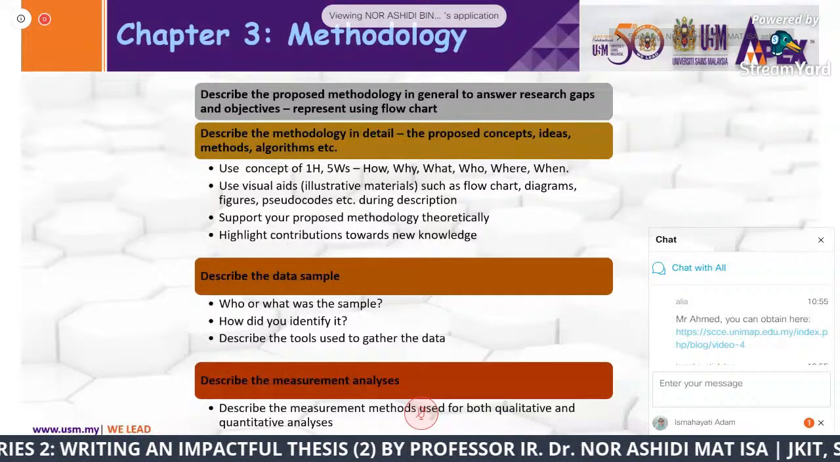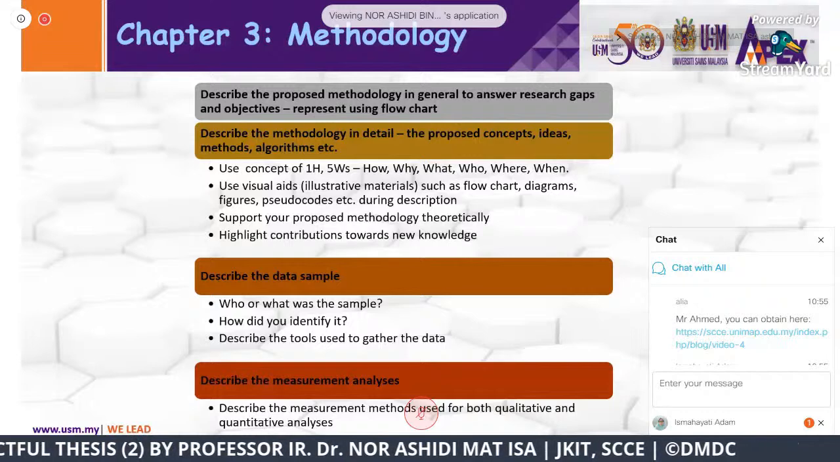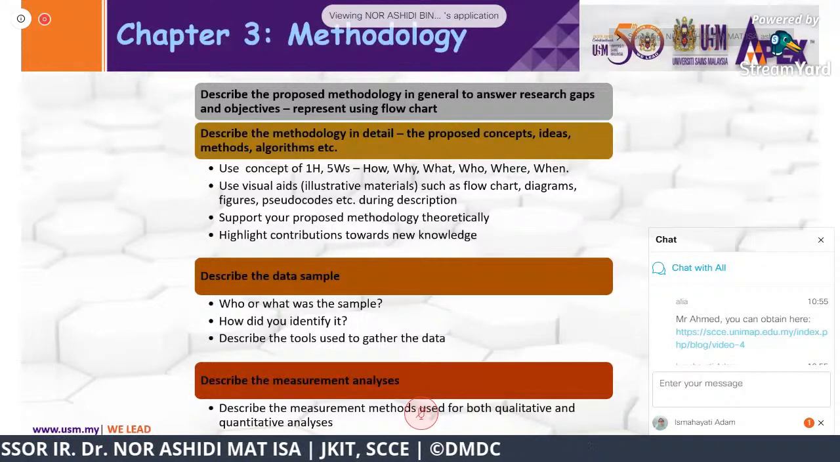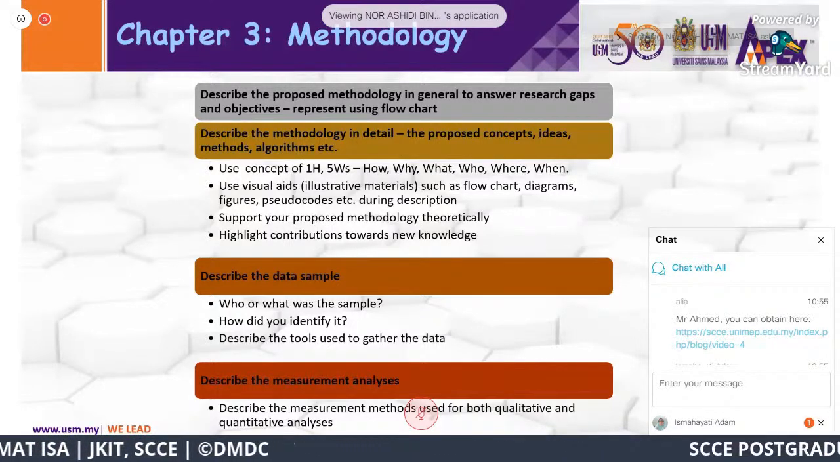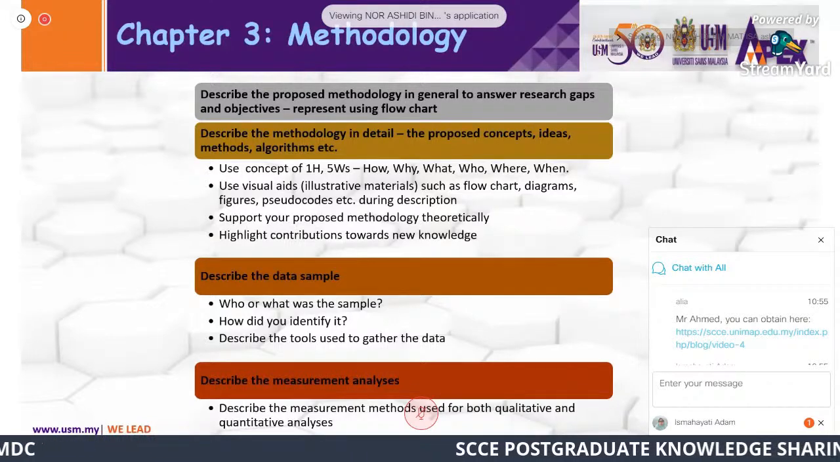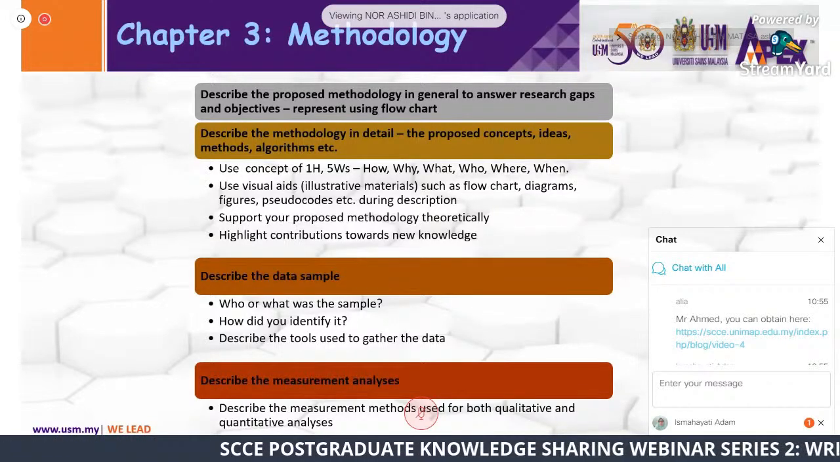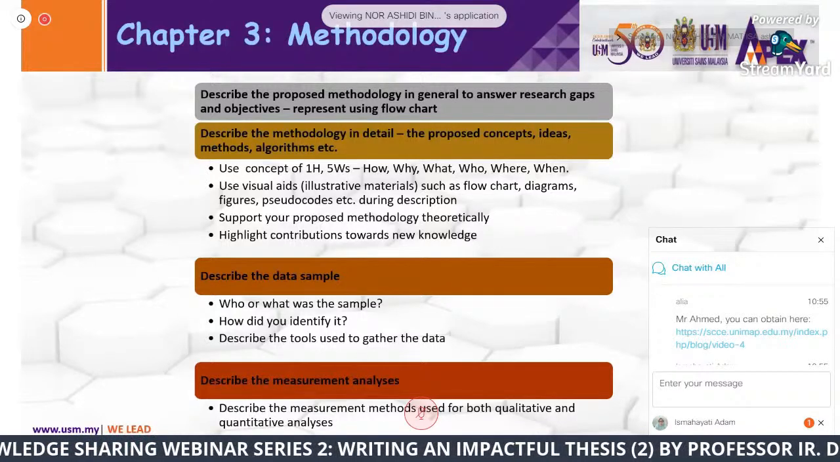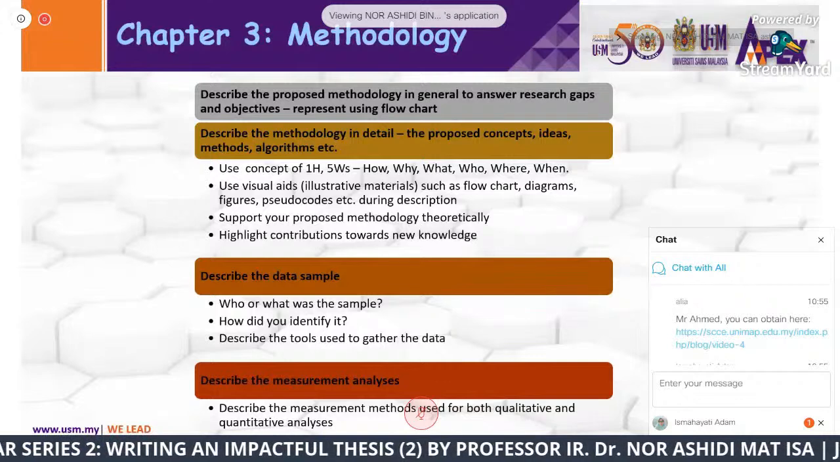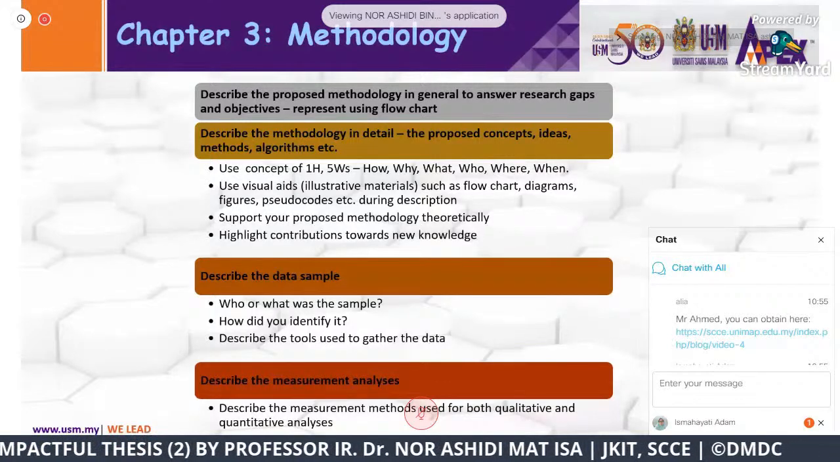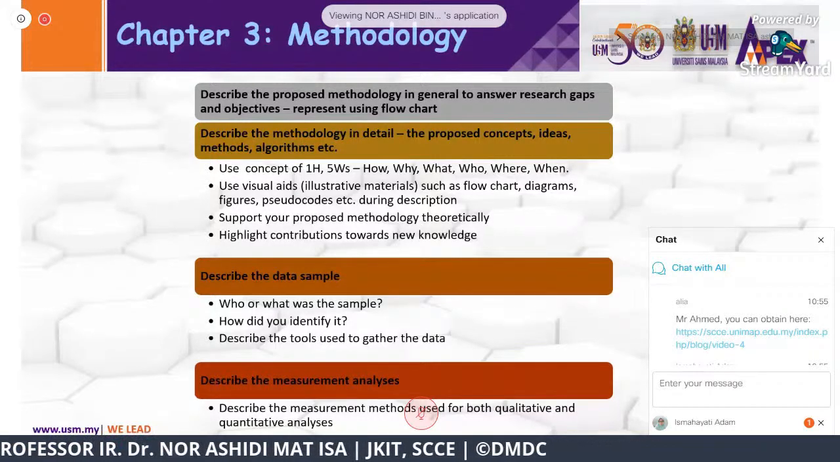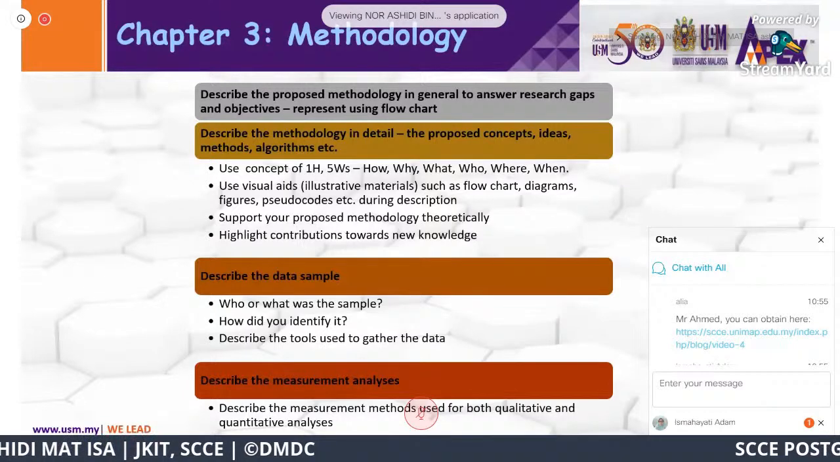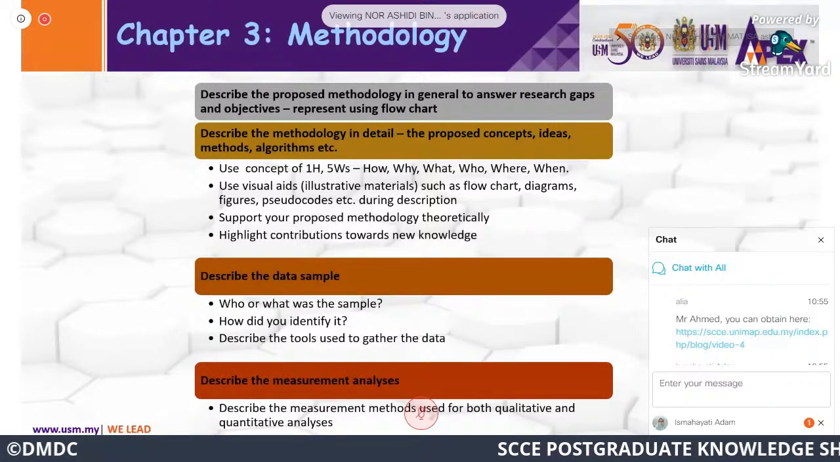We don't want something like, in my technique, I introduce a new equation, which is E equals to M blah blah blah, for example. So where did you get that equation from? Is there any fundamental, any basic knowledge to support your argument? So that's why your literature review is important.